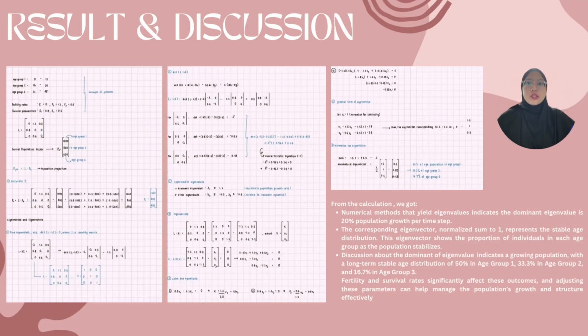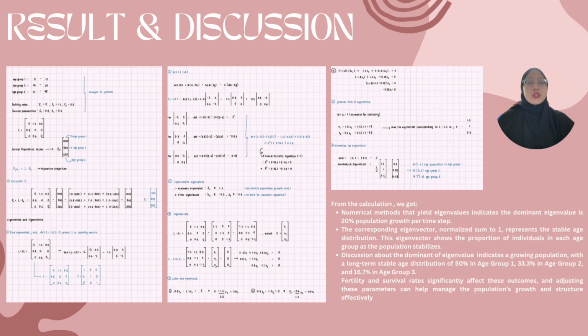Results and discussion. To analyze population dynamics, we use a Leslie matrix which models age structure. Here we consider a population divided into 3 age groups. Age group 1, we have 0 to 15 years. In group 2, we have 16 to 30 years. And group 3, we have 31 to 45 years. We also have fertility rates and survival probabilities.